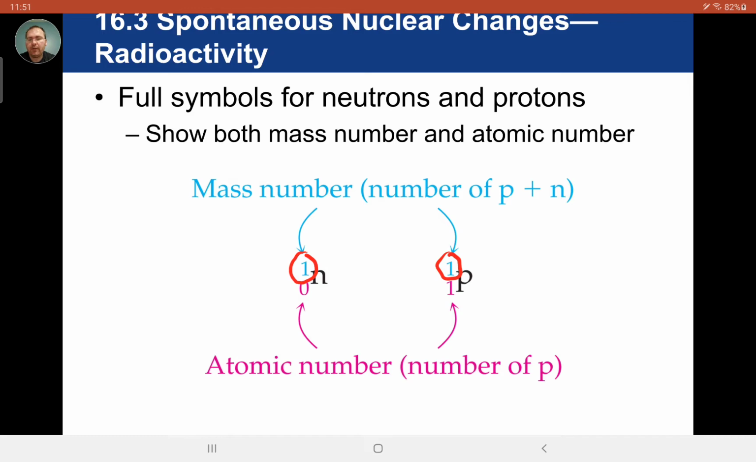This bottom number is the atomic number. The atomic number represents the number of protons. So again, notice we have one proton is a proton. We have no protons and a neutron. So in a way, you can think of that as their nuclear charge in a sense. Protons have a positive 1 kind of charge, so they have a 1. Neutrons have a neutral charge, so they have a 0.